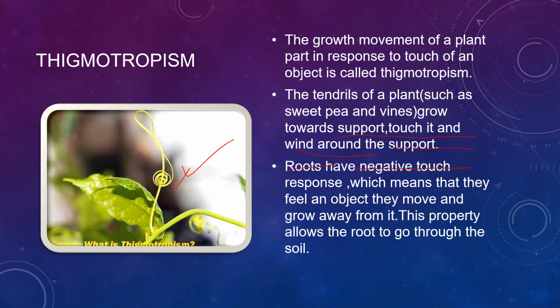So suppose the root is touching an object, a stick or a pebble or any object, it tries to move away from it. This property doesn't allow it to stick to that object, and it allows it to go through the soil with minimum resistance. Whatever particle it is touching, it tries to move away, and this property allows the root to go through the soil with the minimum resistance. So this is how we have completed the tropic movements. There are 5 types of tropic movement: phototropism, hydrotropism, geotropism, chemotropism, and this last one, thigmotropism.